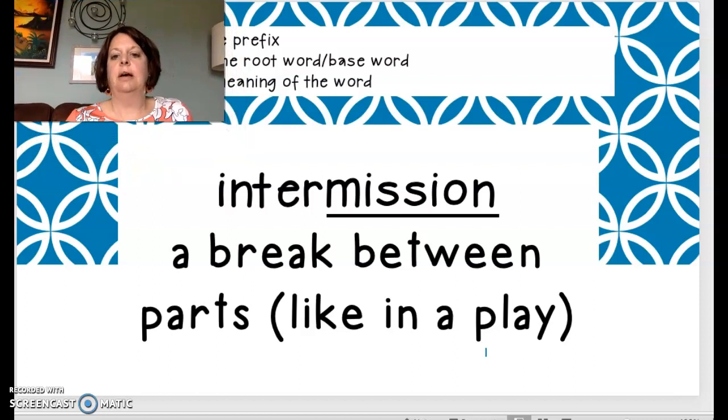Intermission is a break between parts, like in a play. For instance, my family has gone to the children's theater and the play is quite long, but I'm enjoying every minute of it. They'll usually have an intermission in the middle of the play, and that's a time where you can get some refreshments, something to drink and something to eat, or use the restroom. So an intermission is a break between parts.